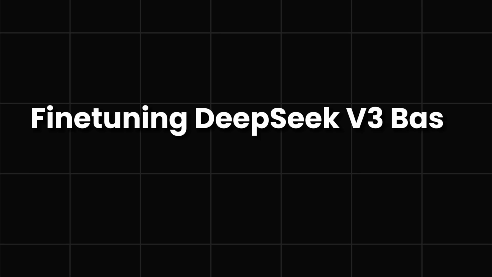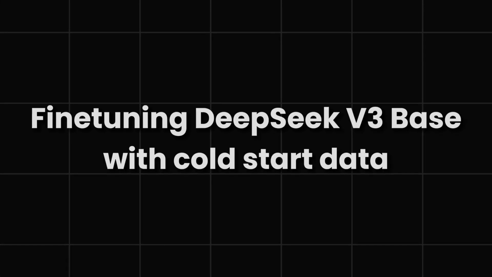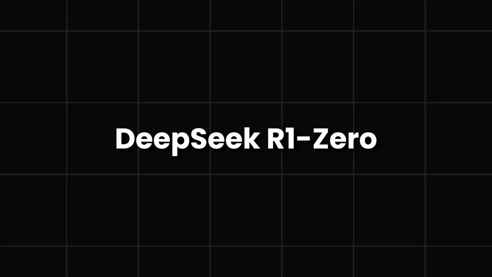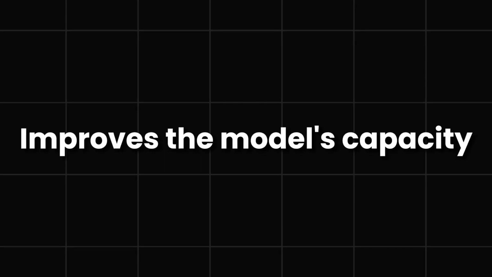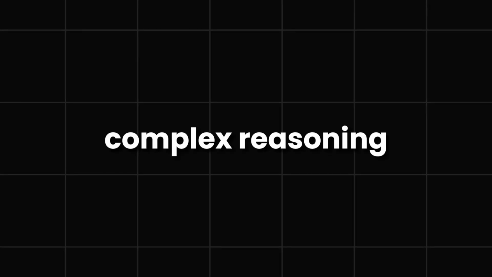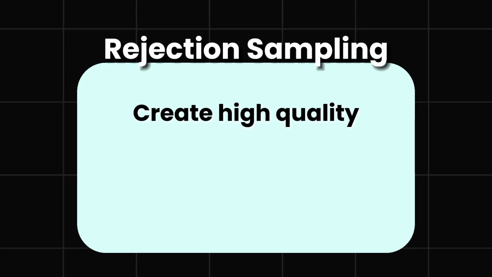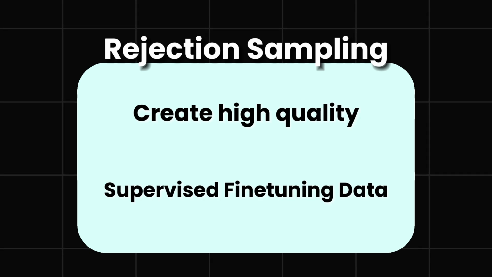So DeepSeek leverages the multi-stage training pipeline. The first part, as we've said, is fine-tuning DeepSeek V3 base with cold start data, and then the reasoning-oriented reinforcement learning, which helps the model evolve to DeepSeek R1-Zero, as we've talked about before. This improves the model's capacity for complex reasoning through reinforcement learning. Third, we have rejection sampling for supervised fine-tuning data. So we want to create high-quality supervised fine-tuning data that will help refine the model.